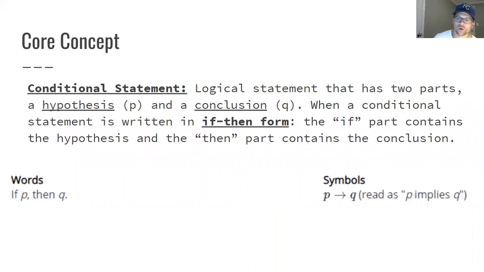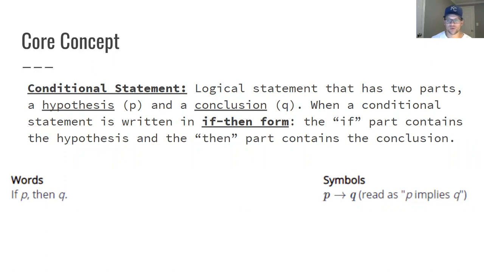All right, so the major core concept in Chapter 2 of Geometry dealing with logic is a conditional statement. It's a logical statement that has two parts. One is called the hypothesis, which you'll usually see labeled as the letter P, and the second part is the conclusion, usually labeled as the letter Q. Whenever a conditional statement is written in the if-then form, anything that follows after the word if contains the hypothesis, and anything after the word then contains the conclusion.